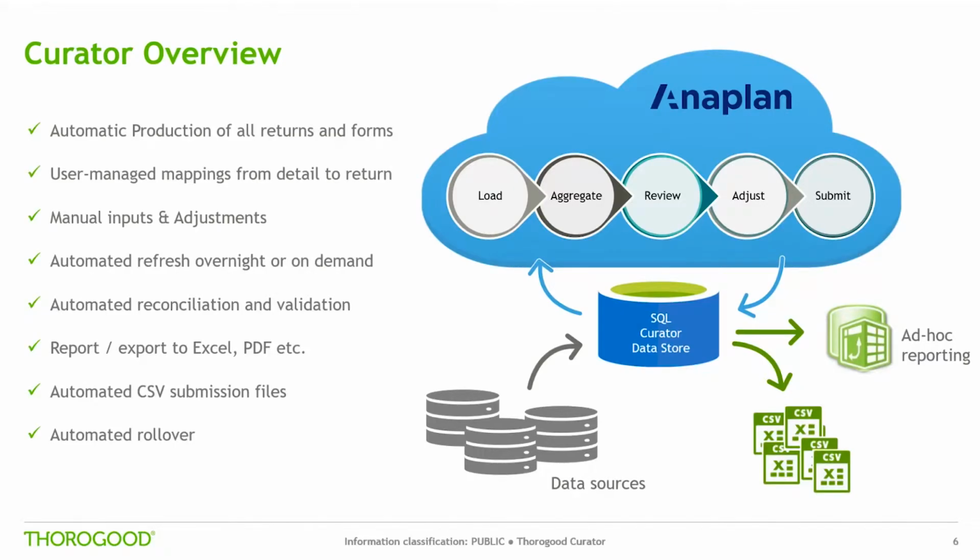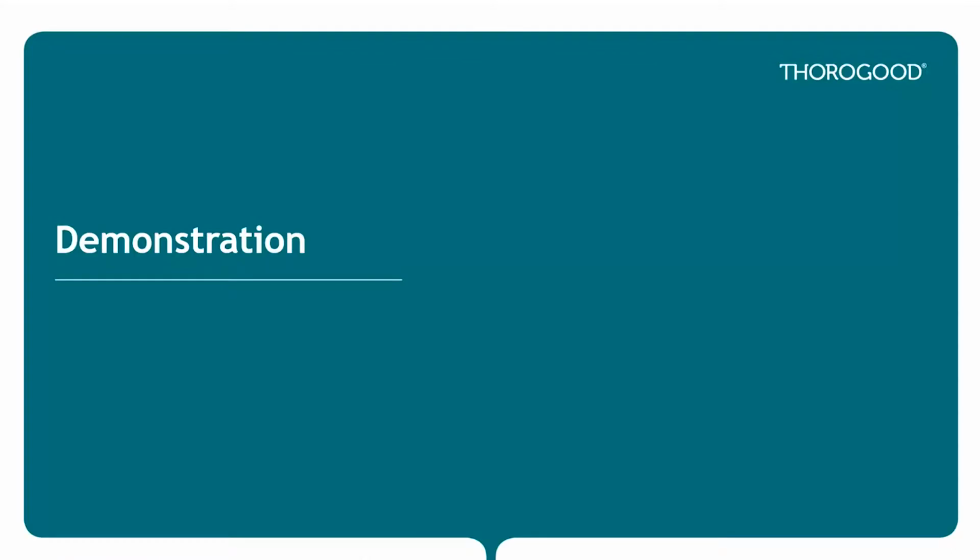In terms of a technical overview, Curator leverages the benefits of Anaplan, which is a cloud-based planning and analysis tool, along with a robust SQL Server data store for loading data from source and retaining history. It also manages the complexities of the current CSVs, but it'll also handle the upcoming portal changes. Finally, there's a fully flexible ad hoc reporting component that we'll see in the demo. Let's take a look at how it works.